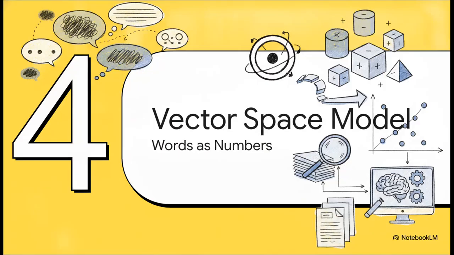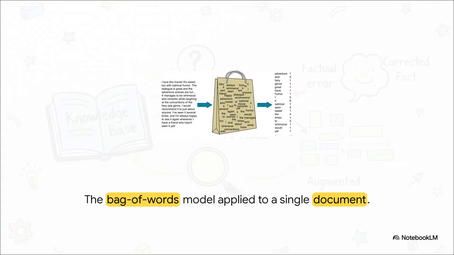Moving right along to Section 4, the vector space model, where we turn words into numbers. Now, imagine taking a paragraph, let's say it's a movie review, and completely, utterly ignoring the order of the words. We are literally treating the document as if it were a physical bag filled with words, shaken up, where the only thing we actually care about is the frequency. So we don't care at all that the words satirical and humor were sitting right next to each other in a sentence. We just count that the word I appears 5 times, it appears 6 times, and romantic appears exactly once. We then use these frequencies to build what's called a count vector.